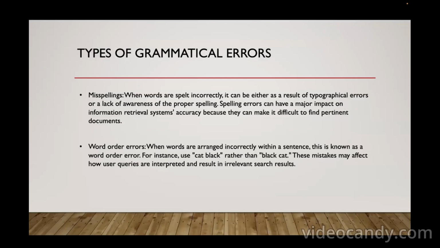Types of grammatical errors. Types of grammatical errors can vary in complexity and impact on query understanding. First, misspelling. When words are spelled incorrectly, it can be either as a result of typographical errors or a lack of awareness of the proper spelling. Spelling errors can have a major impact on our day-to-day lives, such as when submitting a proper resume to a reputed company or in various other things. These can make it difficult to find pertinent documents.